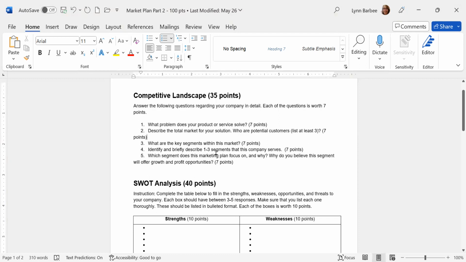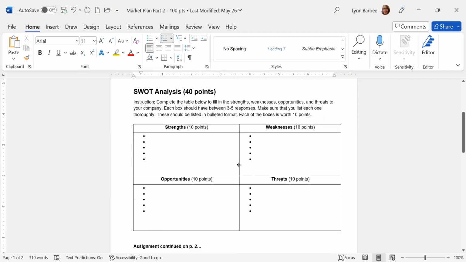Then here, identify and briefly describe. If it says describe, make sure you describe. Don't just identify them. 1 to 3 segments that this company serves. And then which segment does this marketing plan that you're doing focus on?